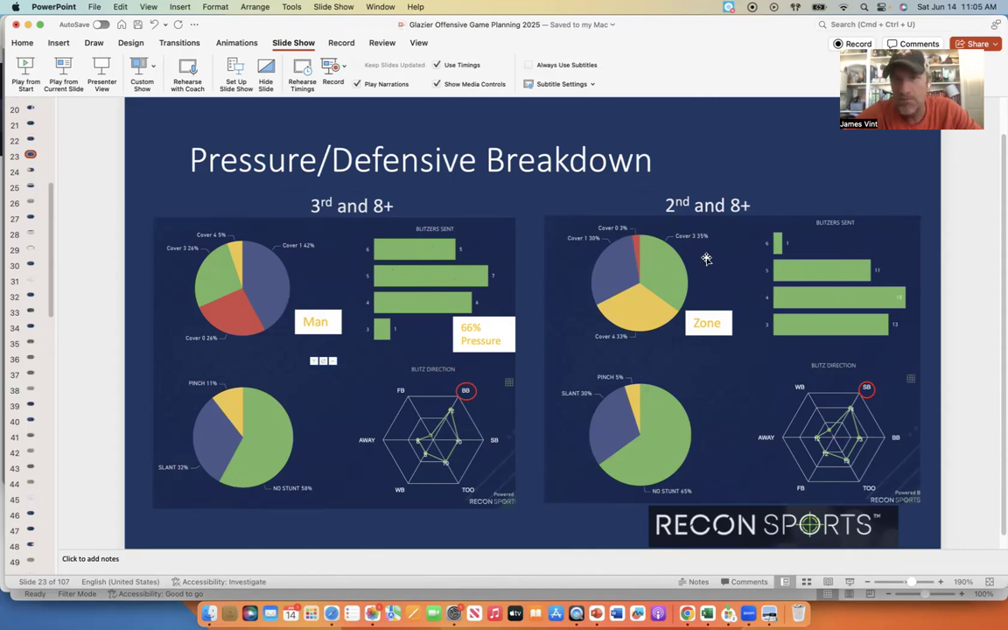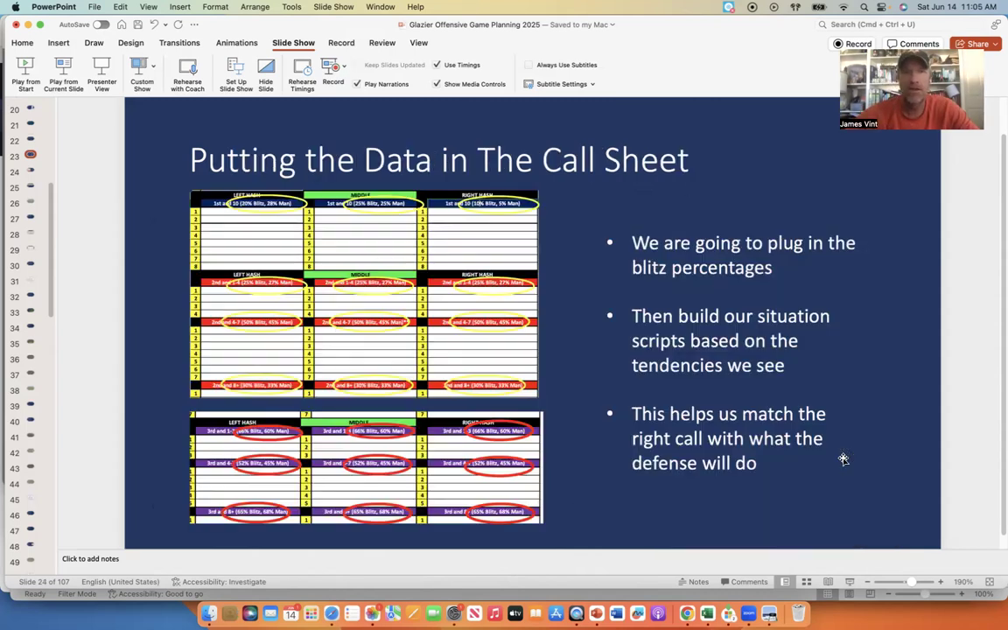All right. Now, when I look over to the right side on second and 8 plus, what do I see? Their zone team. We're going to get cover 3. We're going to get cover 4 against this team. And now, where are they coming from? Well, we're going to get a strong side. They're going to be more strong side blitz, and to the back.